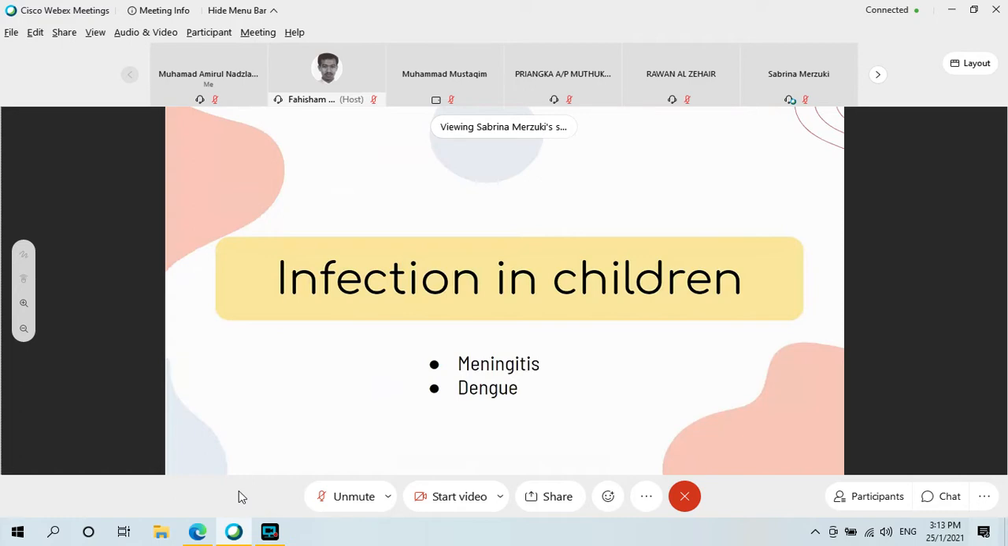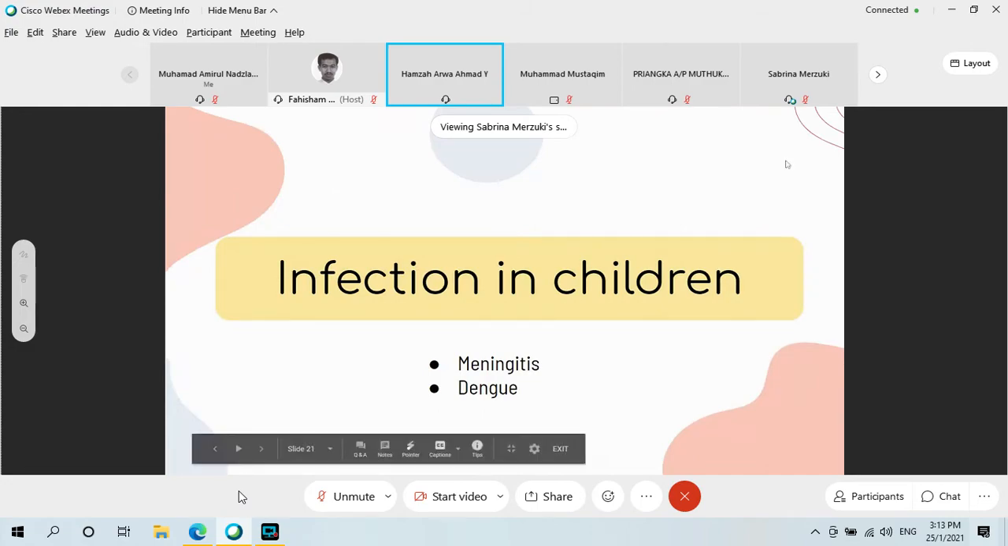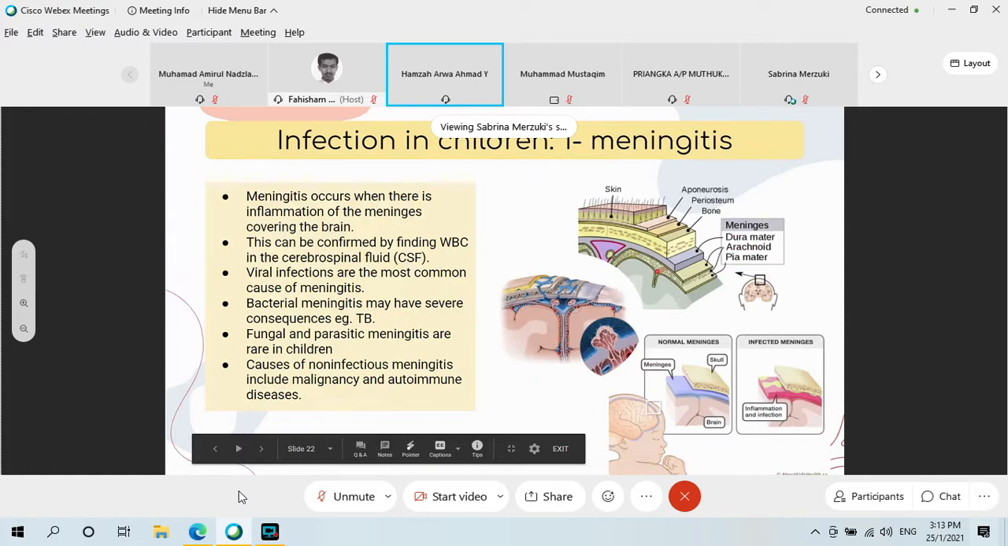Okay, good day everybody. My name is Arwa and I'm going to talk about infection in children. We are going to focus on meningitis and dengue only, and this part is an application in order to know the differences between bacterial and viral infection.